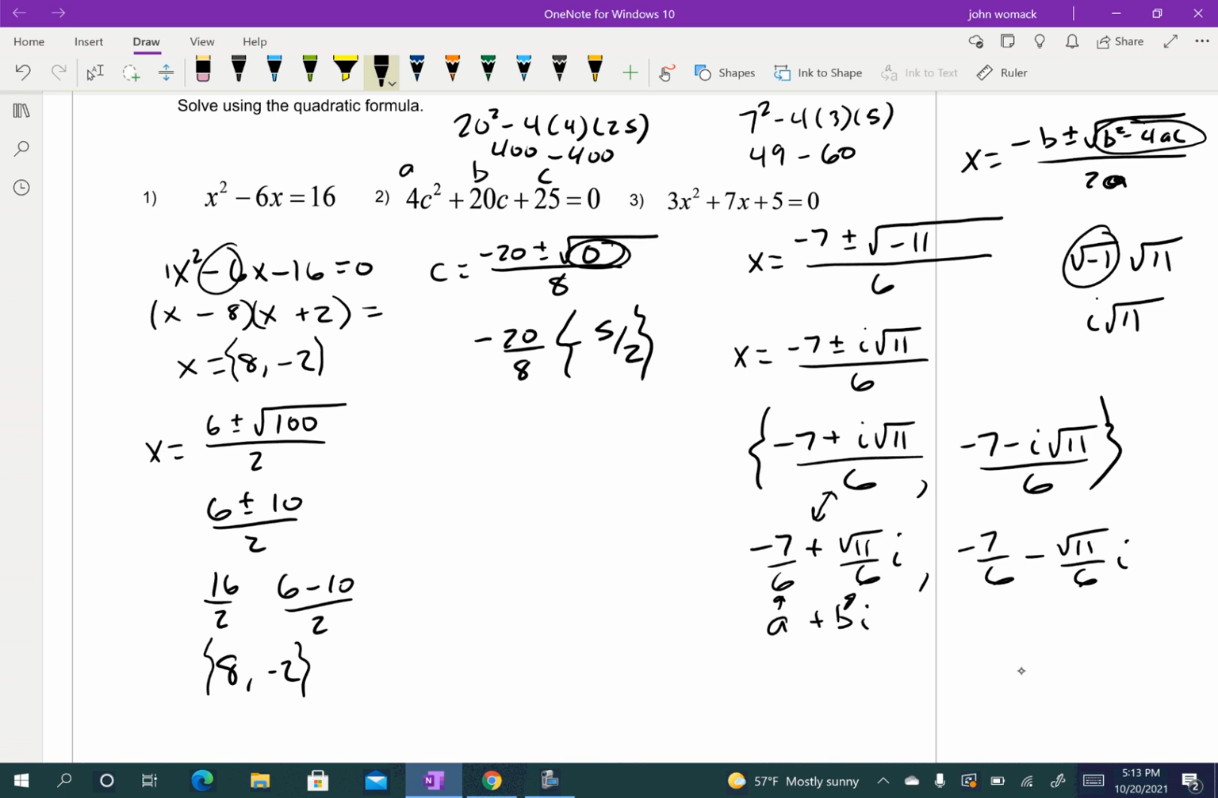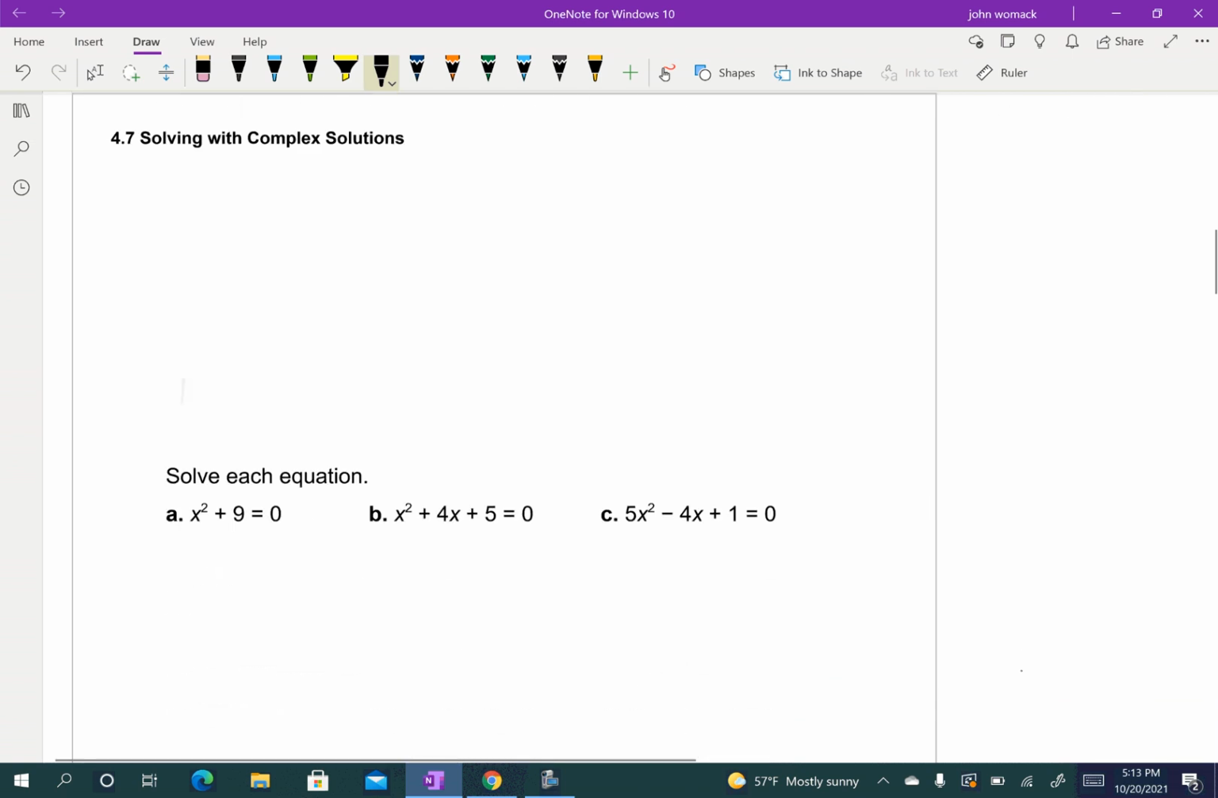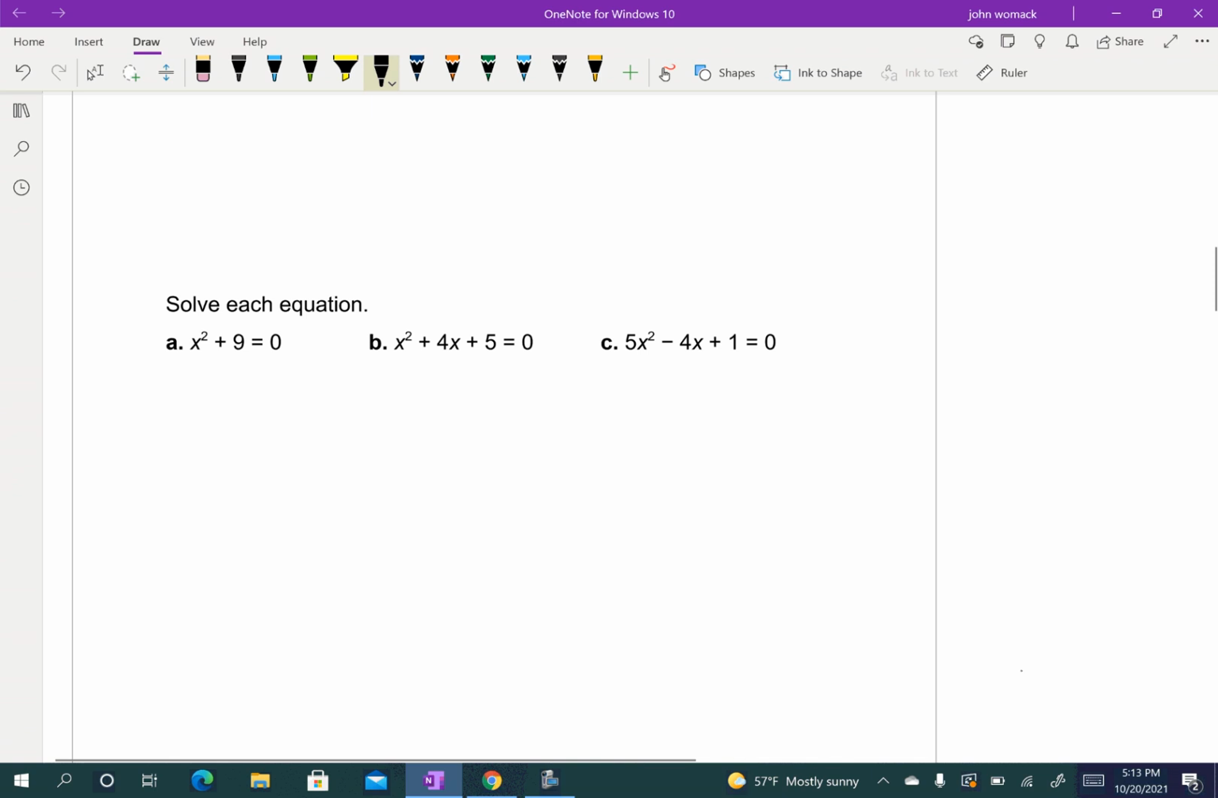On your assignment, I believe they're going to write it this way, which is fine, but just be aware that if I split it apart, I could write it in that form of a plus bi. Okay, that really is the only thing that's different. You're going to practice solving quadratics that have solutions that are imaginary. So if we get the square root of a negative, we're not just going to stop and say no solution. We're actually going to solve it. Let's just do one or two more just so you can see it.